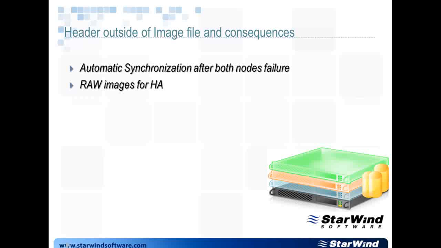You can use raw images for HA. It can be used, for example, when you have only one server for some purpose, and a second one will be added later. In this case, you simply create a basic image target on server 1, and when you get the second server, you install StarWind there and create an HA device based on the existing image with no downtime at all.